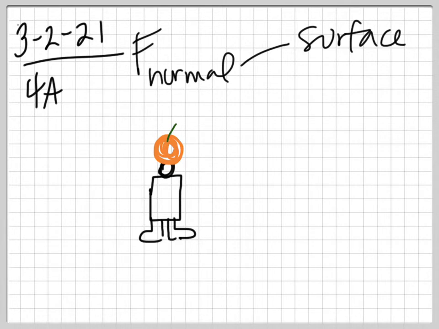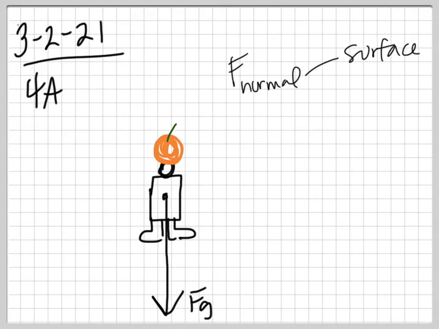He and that pumpkin are a system, and he and that pumpkin are exerting a force down on the surface because the force of gravity is pushing them down into that surface. So we have Fg. But if he is not sinking through the surface, then the surface must be exerting an equal force upward on him. And that would be F sub n, normal force.